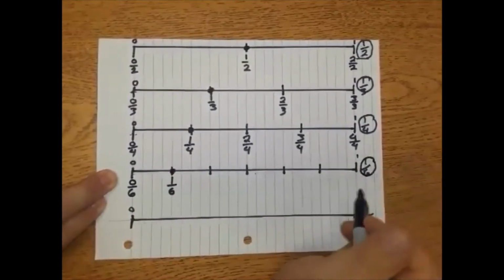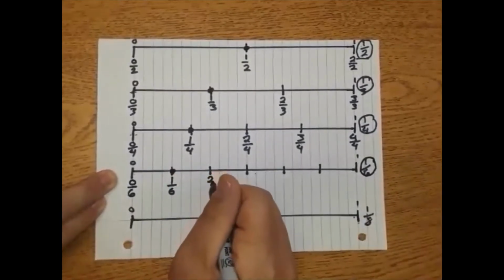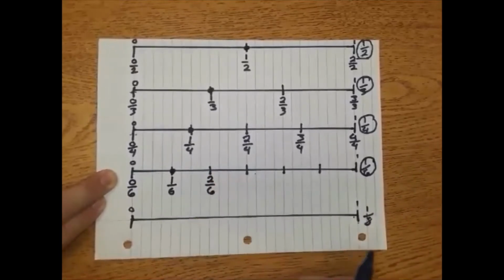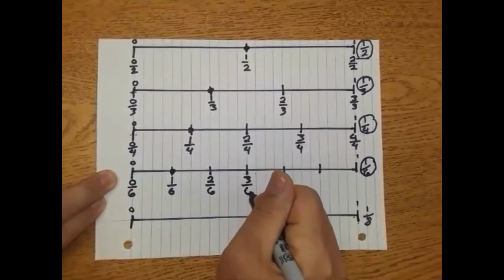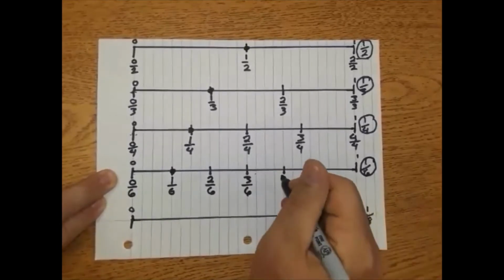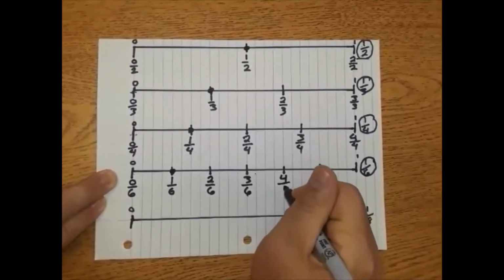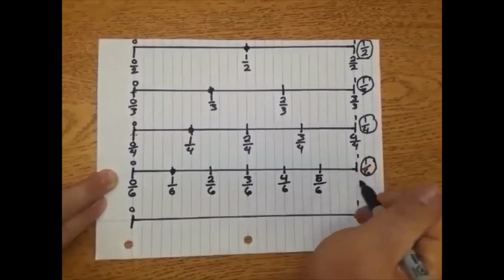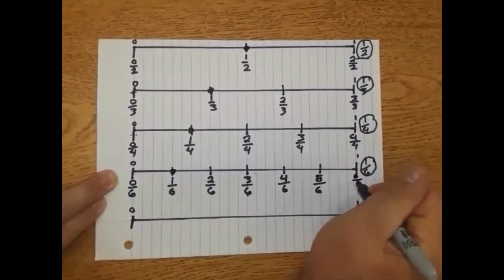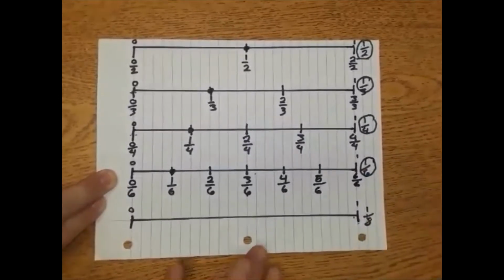1/6. Next one is 2/6. My next one is 3/6, which is equivalent to a half. I have 4/6, 5/6, and 6/6, which is equal to 1 whole.